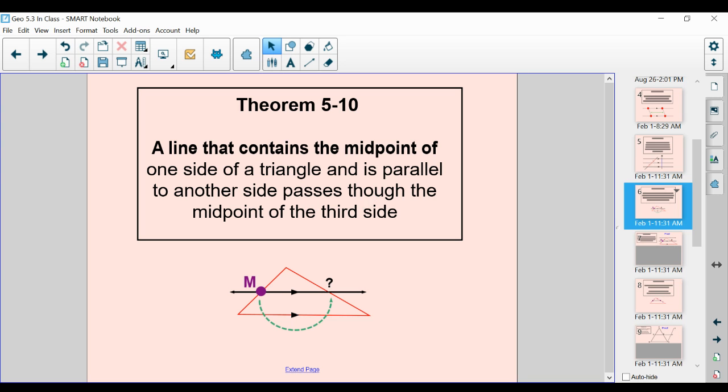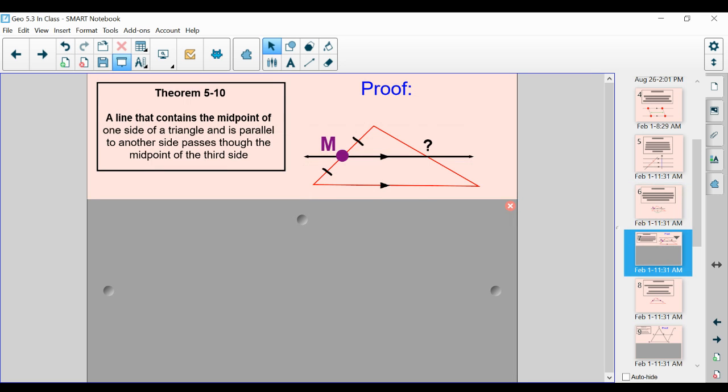All right. So in this video, we are going to be going through the two proofs of Theorem 5-10 and Theorem 5-11. So let's talk about the geometric proof of Theorem 5-10, which again says a line that contains the midpoint of one side of a triangle and is parallel to the other side passes through the midpoint of the third side, right? So let's talk about how we would prove this.